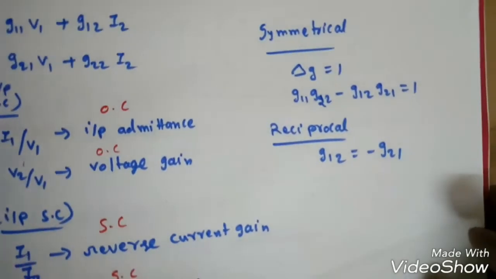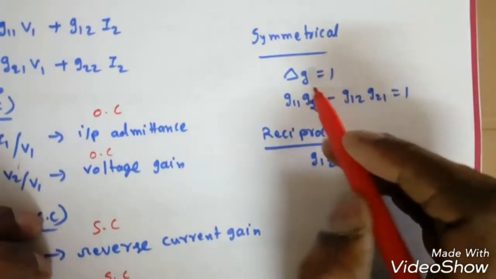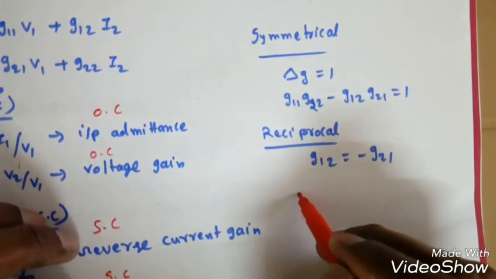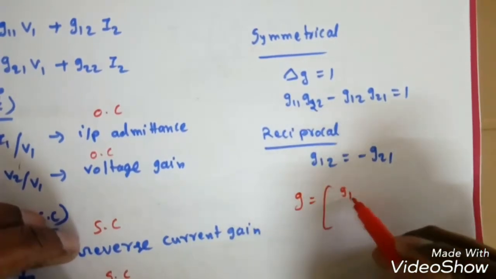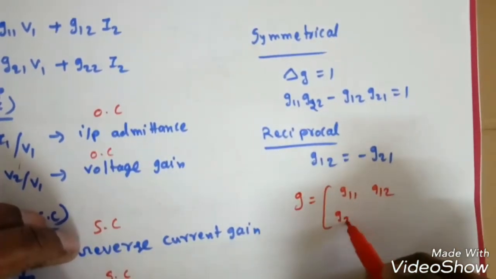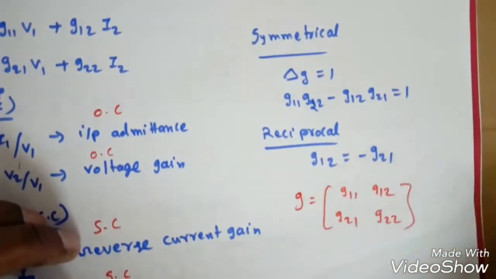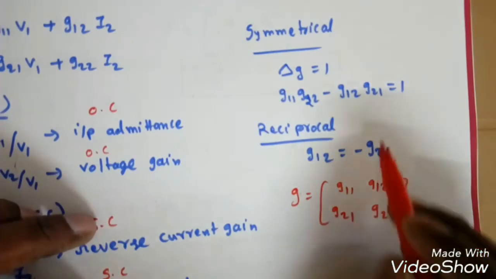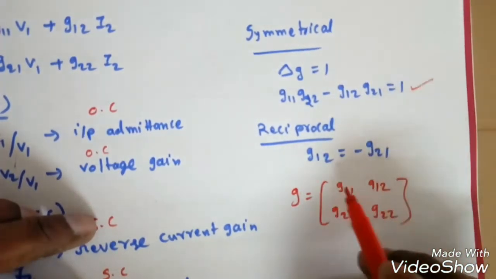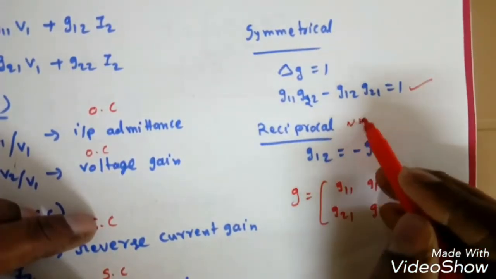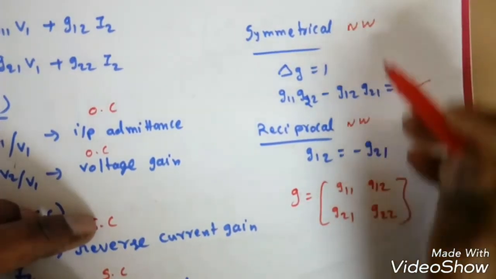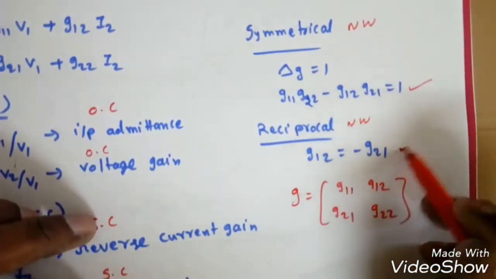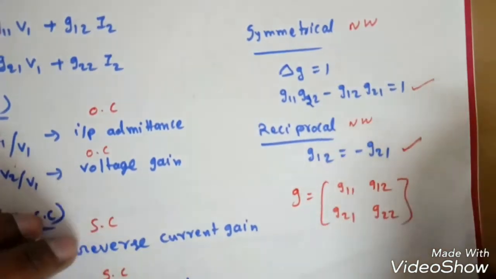Now the same symmetrical and reciprocal conditions apply as for the h parameters. Delta G is equal to 1. So suppose the G parameter matrix is G11, G12, G21, G22, right? So again delta G is equal to 1, that is G11 G22 minus G12 G21 is equal to 1. Now for a reciprocal network, G12 is equal to minus G21.